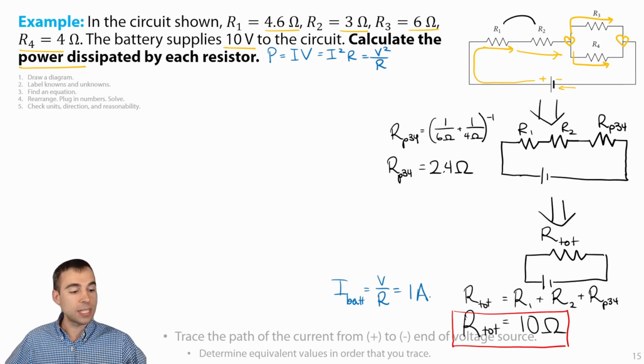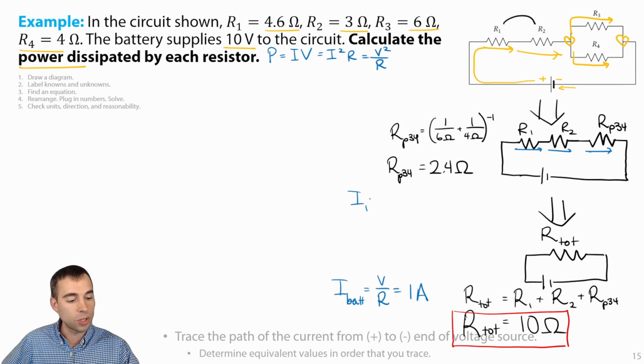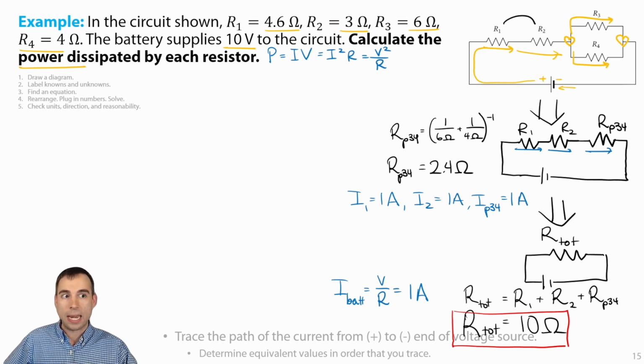And now if I use that number, that's what's leaving the battery. And I know that that must be going through each component in the series above, because series components have the same current. So the current flowing through resistor 1 is also 1 amp. And the current flowing through resistor 2 is also 1 amp. And the current flowing through the parallel connection of 3 and 4 is also 1 amp. And so I might need to use that number in a sec.